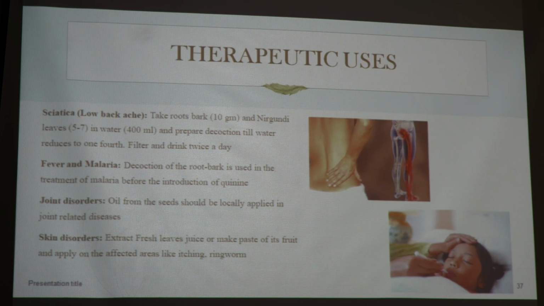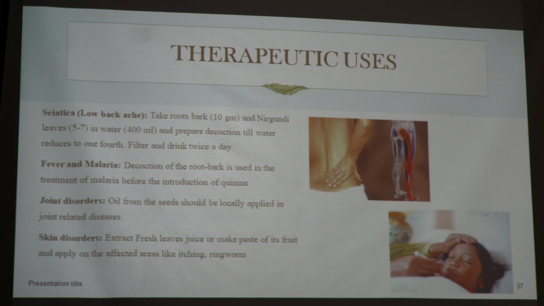Its therapeutic uses are sciatica and low back pain. It's quite common nowadays. Take root bark 10 grams and nirgundi leaves. Nirgundi is another medicinal herb. In water, prepare its decoction till water reduces to 1/4. Filter it and drink twice a day.